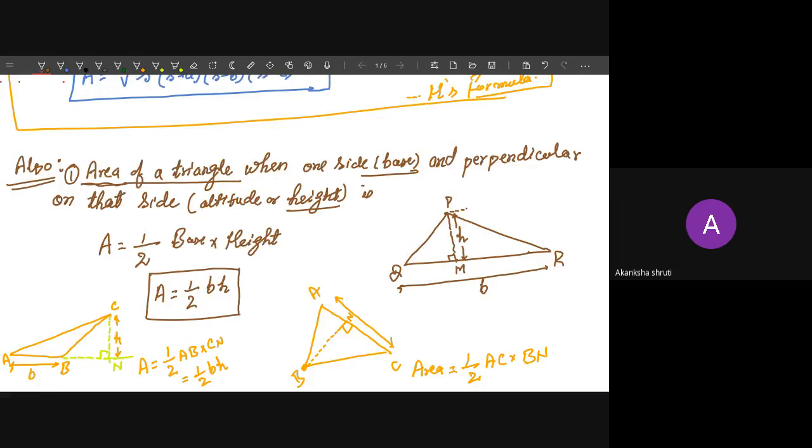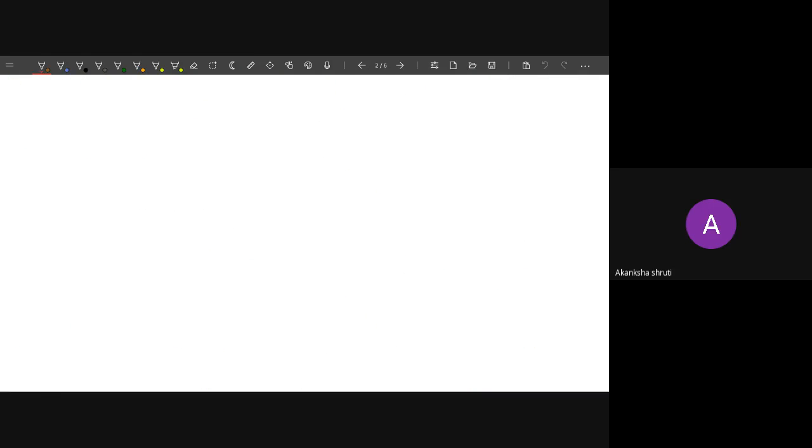There is another small thing that you need to keep in mind regarding the area of a triangle. That is called the area of an equilateral triangle.